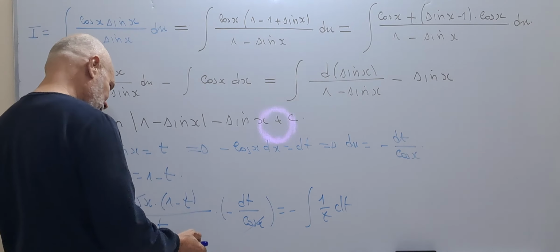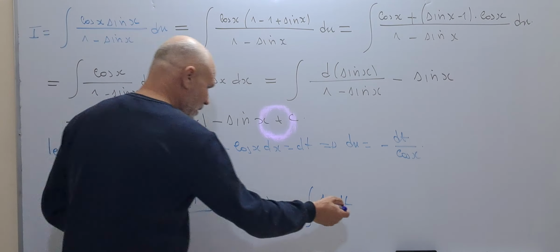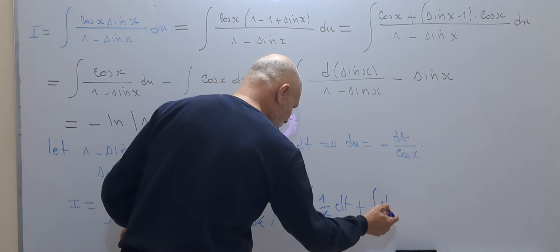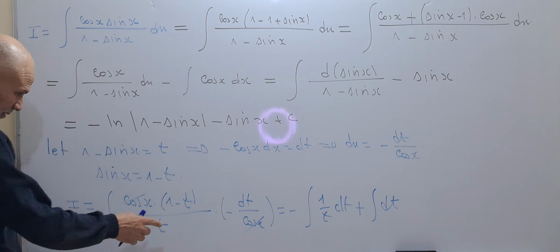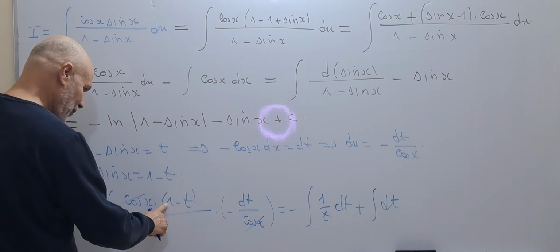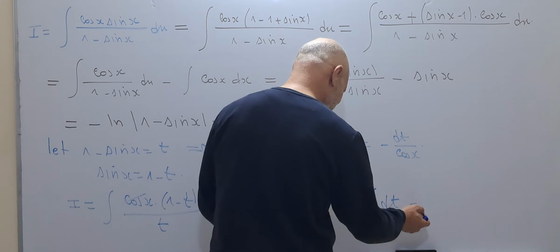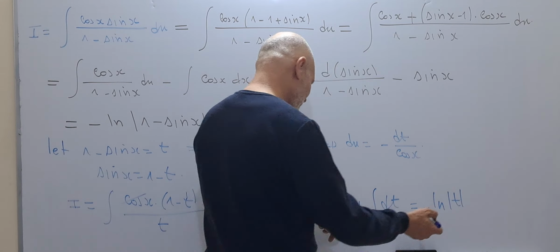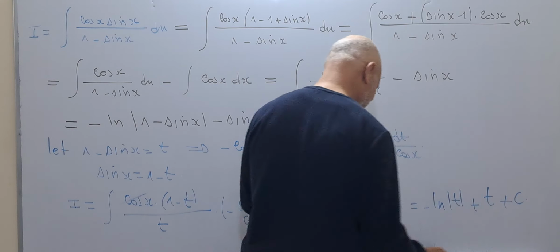minus, so we have here minus with minus, so plus the integral of dt. Here we have minus with minus. We take minus 1 over t plus t. For the first, this is minus ln absolute value of t. And from the second is plus t plus constant.